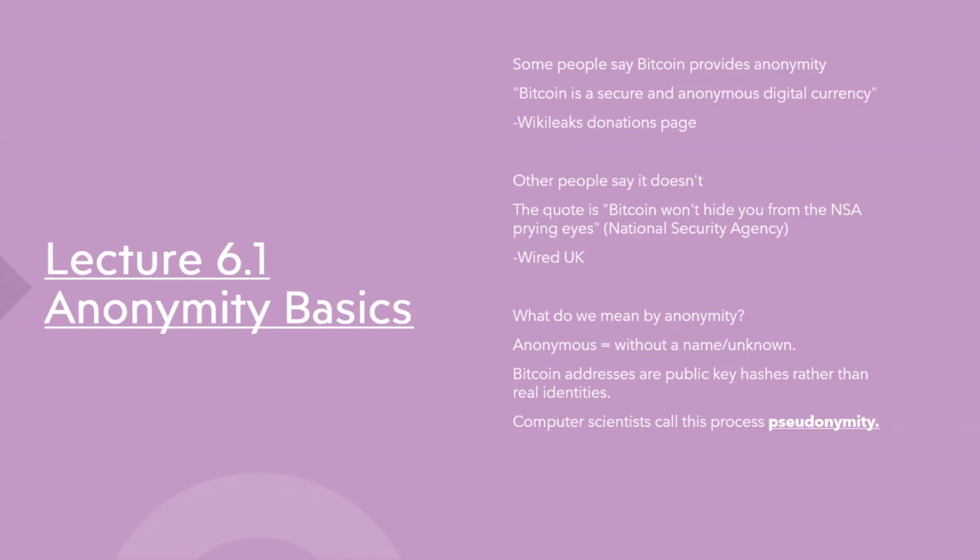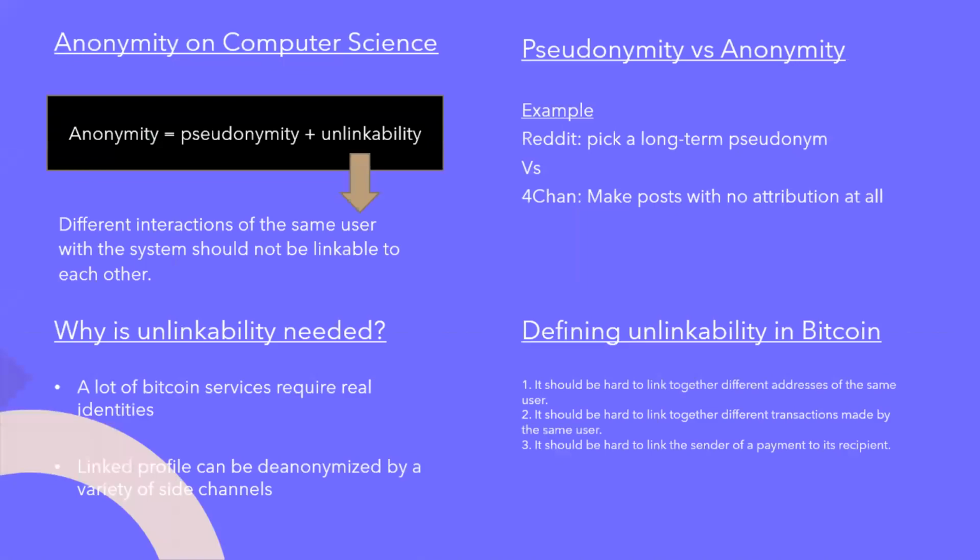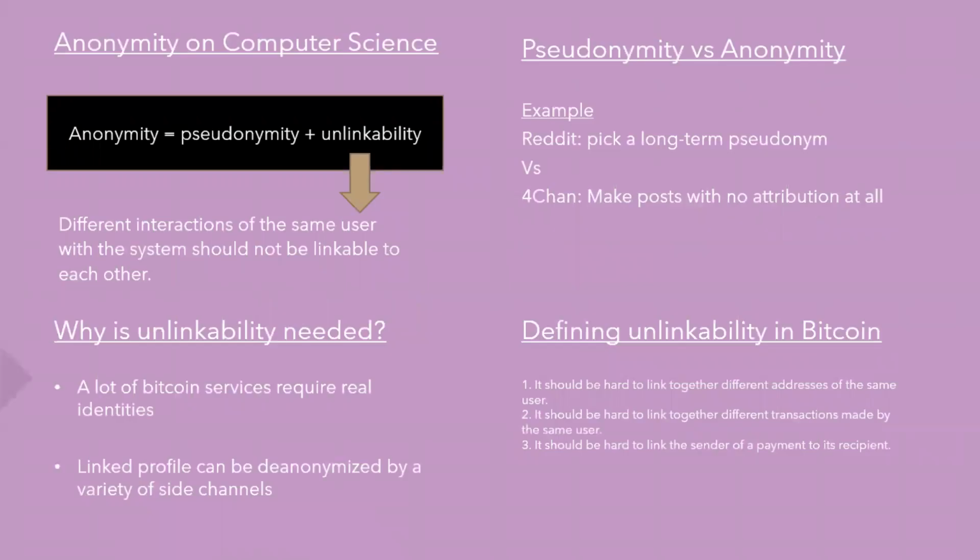What do we mean by anonymity? Anonymous means without a name. When we try to apply this definition to Bitcoin, there are two possible interpretations: interacting without using your real name. Bitcoin addresses are public key hashes rather than real identities. Computer scientists call this pseudonymity. Anonymity in computer science equals pseudonymity plus unlinkability. Different interactions of the same user with the system should not be linkable to each other.